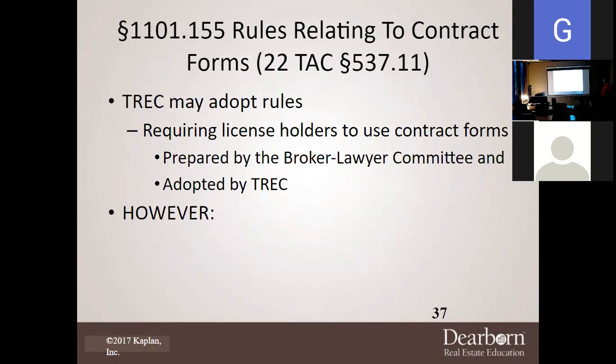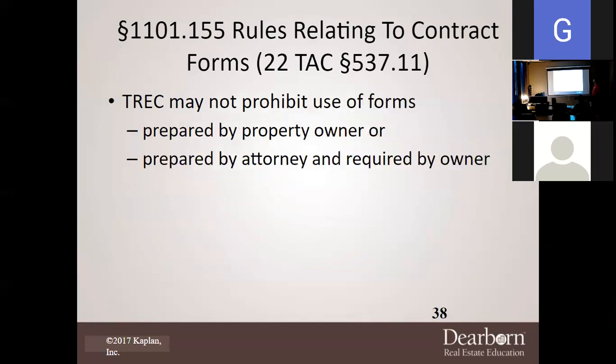The rules relating to the contract forms. Again, TREC may adopt rules requiring the license holders to use contract forms. Again, these are prepared by the Broker-Lawyer Committee. We talked about this before. The Broker-Lawyer Committee prepares the forms. They are then approved and promulgated by who, Aiden? TREC. Okay. However, TREC may not prohibit the use of forms that are prepared by a property owner or prepared by an attorney and required by the owner.